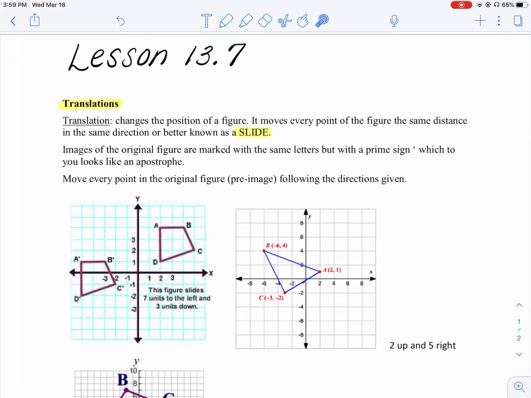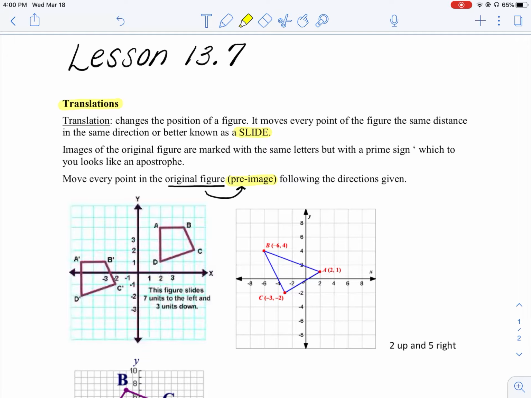We are going to look at some very important points. We're going to look at an original figure, which is also known as the pre-image. Original figure and pre-image mean the same exact thing. You're going to hear me say pre-image more commonly, and that just means before I slid it around.